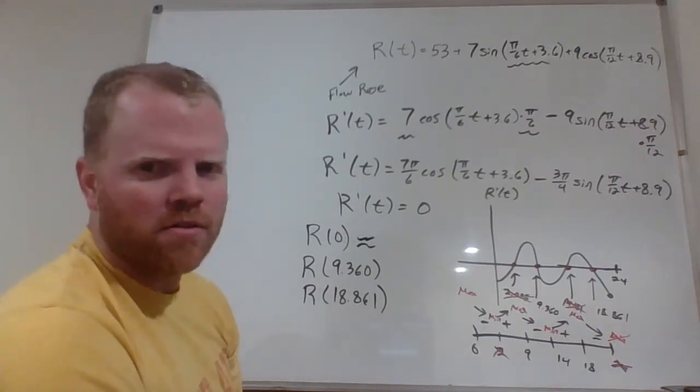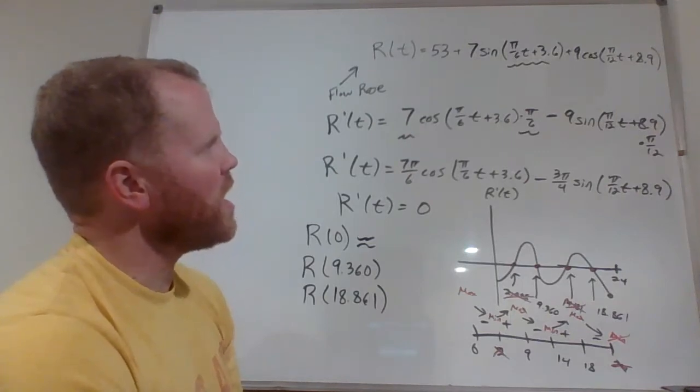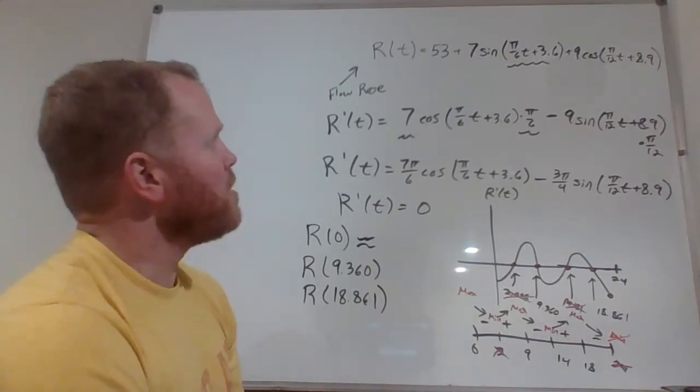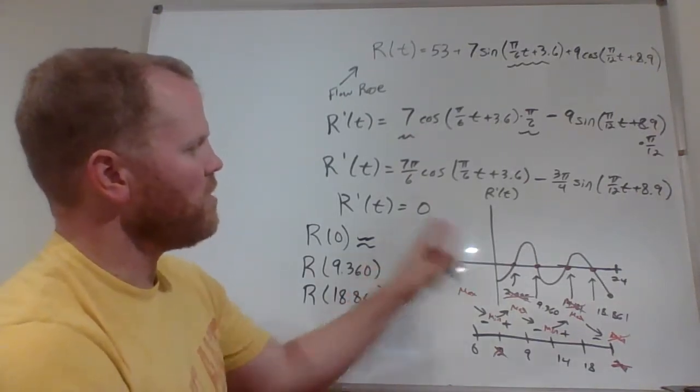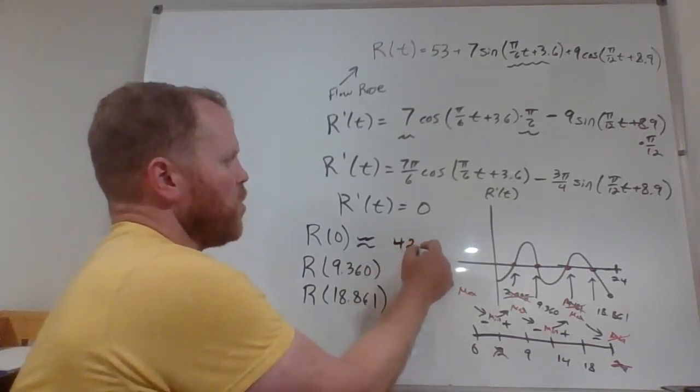So just plug in 0 into the function. Again, this is a calculator process. Don't expect you to know what the sine of 3.6 is. But you want to plug these into the r function. We know these values already make the derivative 0. So if you plug this into r, this guy's going to get you 42.113.